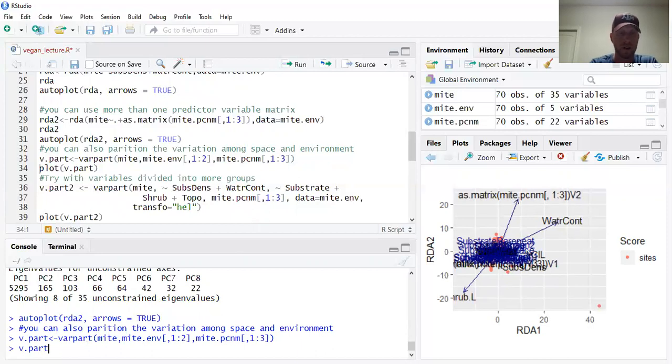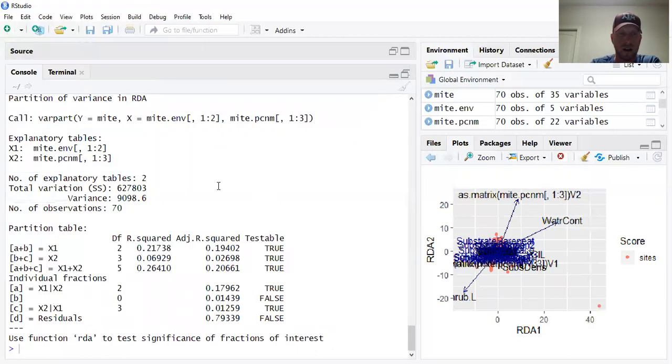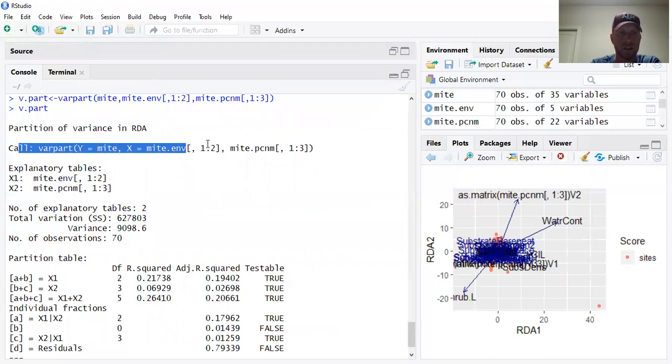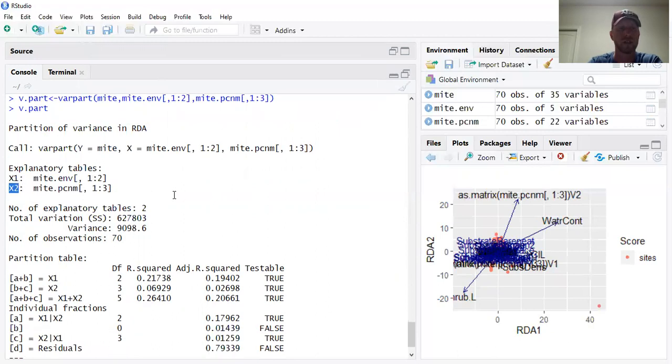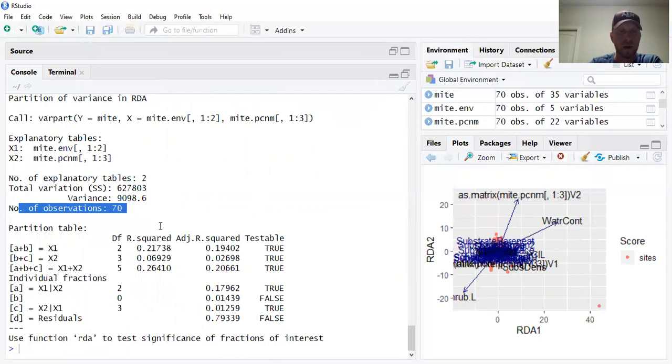If I type v.part and hit enter, we can have a look at what this looks like. Here's our call to our equation. It tells us that there are 2 explanatory tables: x1, which is our environmental data, and x2, which is our spatial data, something about the total variance, and the number of observations is still 70. We can think about what proportion of the variation is explained by each of these, and that's what the individual fractions lower table is showing.